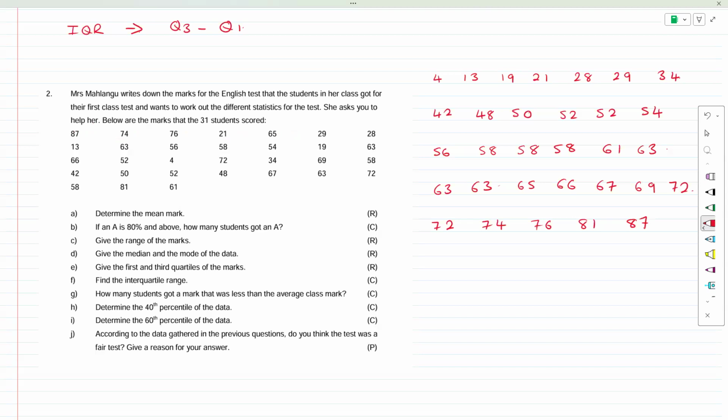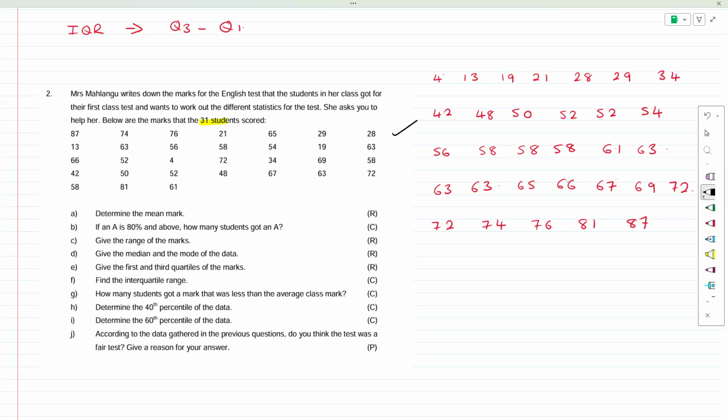To confirm, they said there's 31 people, so there should be 31 numbers here. 1, 2, 3, 4, 5, 6, 7, 8, 9, 10, 11, 12, 13, 14, 15, 16, 17, 18, 19, 20, 21, 22, 23, 24, 25, 26, 27, 28, 29, 30, 31. So I'm okay that it's in order, and understand there are no marks for that.